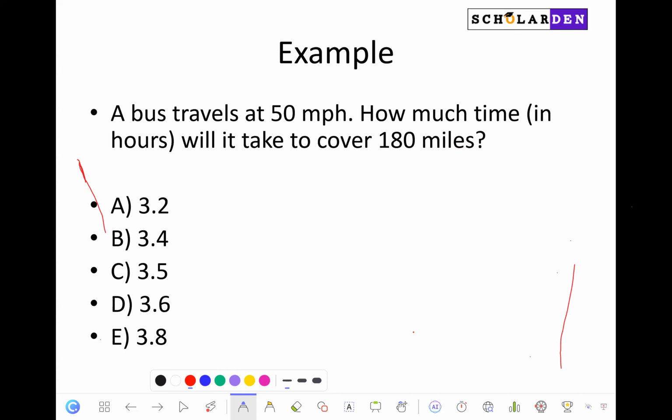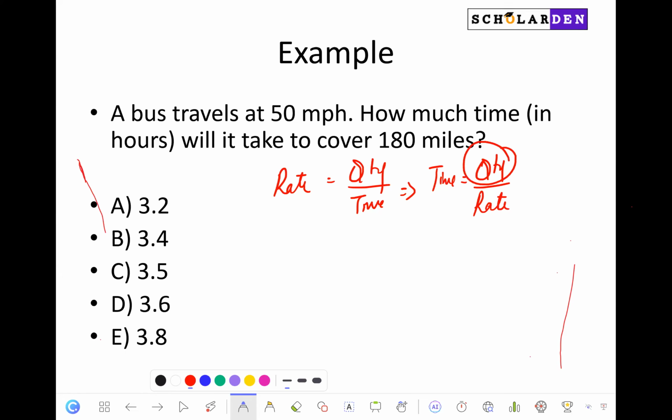Here's a slightly different take on rates. Over here you're given the rate, and from what we discussed in the first slide, you can find out the time. Because rate is equal to quantity over time, if we're supposed to find the time, we divide the quantity by the rate. Let's take a look at this statement. A bus travels at 50 miles per hour. How much time in hours will it take to cover 180 miles?